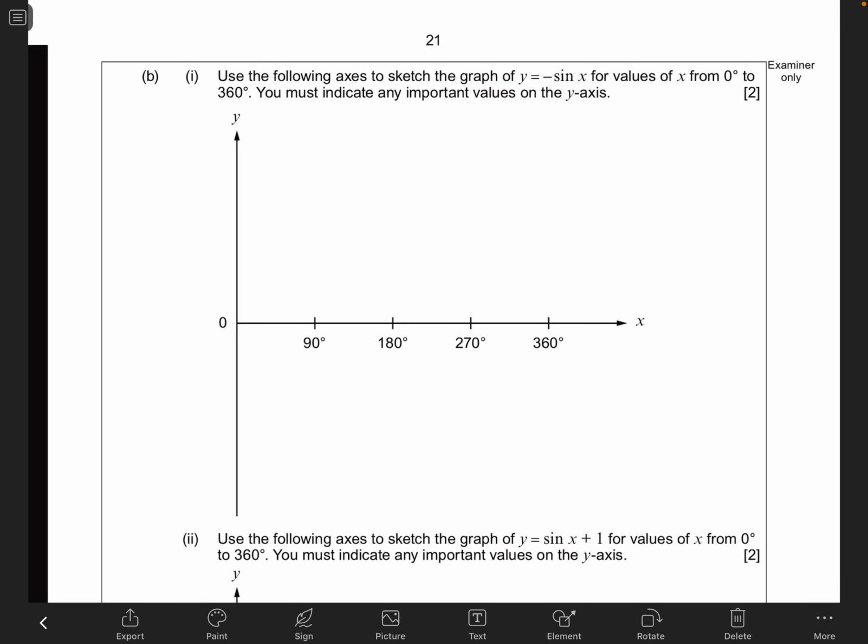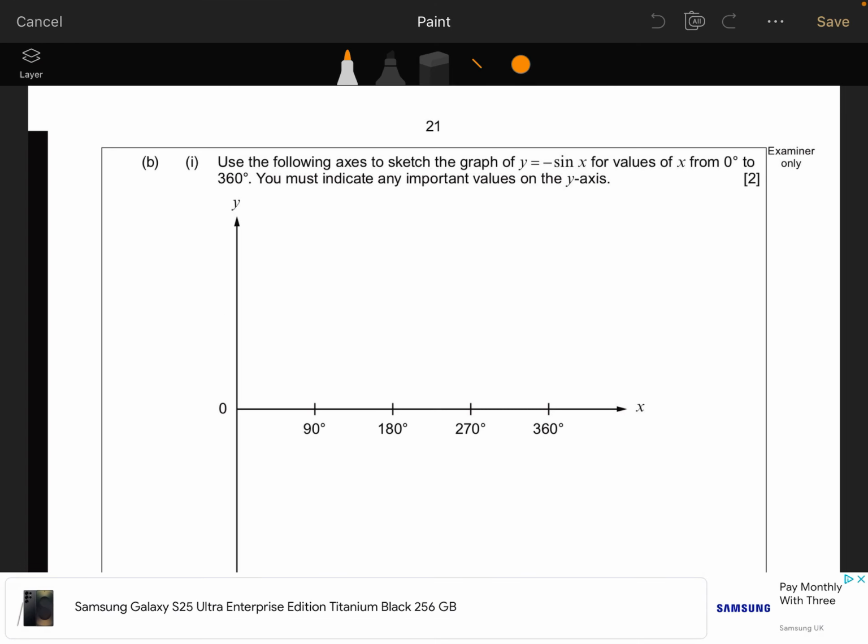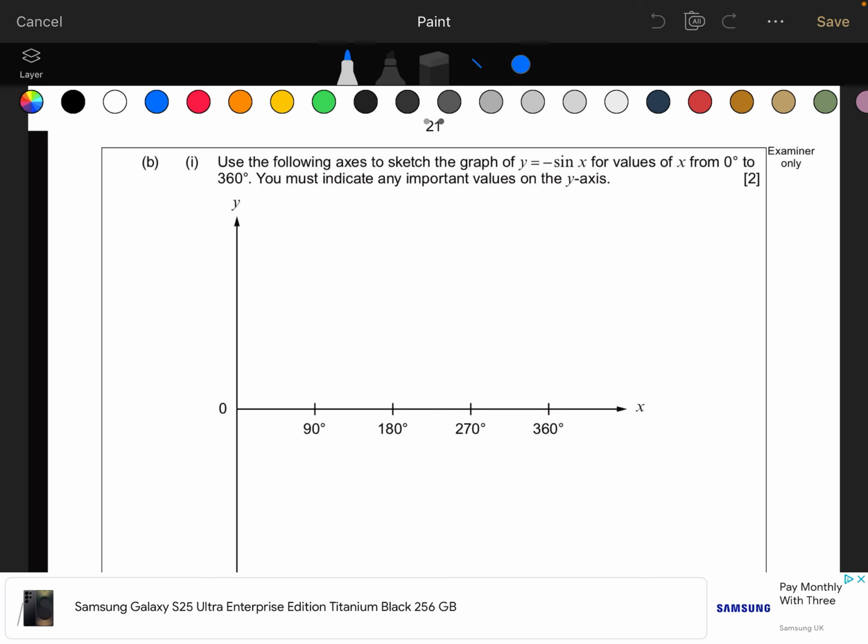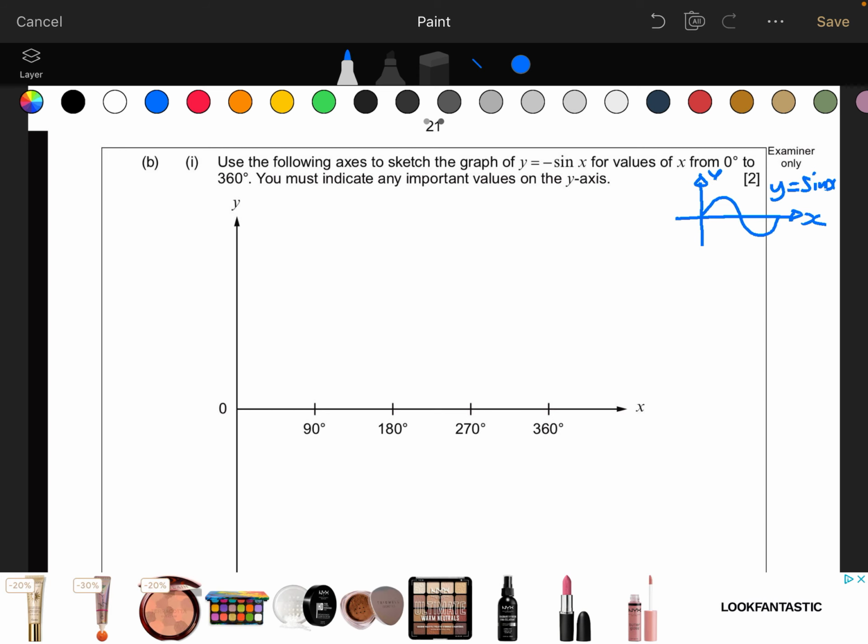Use the following axis to sketch the graph of y equals negative sine x from 0 degrees to 360 degrees. You need to probably use the previous graph to remember, but just recapping what it looks like, y equals sine x looks like this, roughly. I've not put the values on, but you get the idea. It goes from 0 to 360. If it's negative sine x, what we're doing is we're making all the positive y values into negative y values. So my curve is going to look something like this. Made all the positive values negative and all the negative values positive, and it's going to look like that.